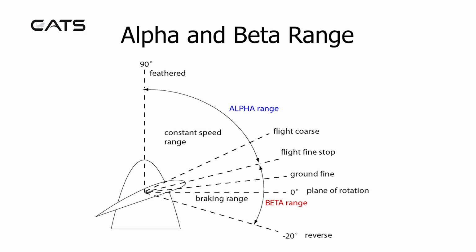Beyond that, the propeller can achieve a blade angle of up to 90 degrees in the feathered state. In the beta range, the propeller is now behind the plane of rotation as much as 20 degrees and can provide reverse thrust or braking.